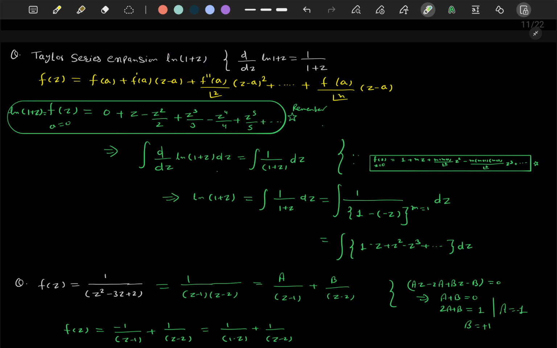Again we have a new function, log(1 plus z). So f(z) will be f(a) plus (z minus a) f prime plus f double dash upon factorial 2 times (z minus a) square. Put a equal to 0, so log 1 will be 0. The derivative of log(1 plus z) is 1 upon 1 plus z, at 0 it is 1, so the coefficient of z is 1. The double derivative is minus 1 upon (1 plus z) whole square, and with factorial 2 the coefficient is minus 1 by 2. It will go on.